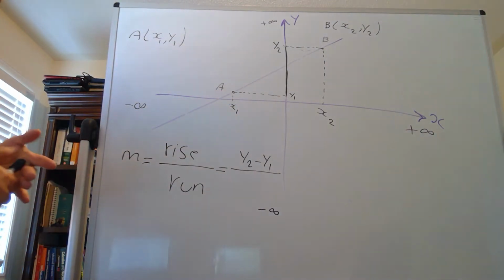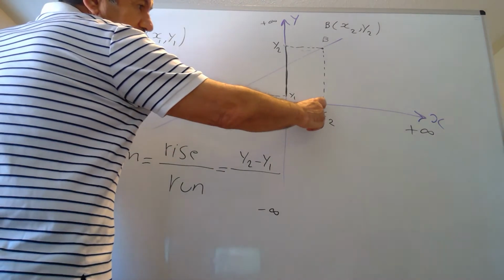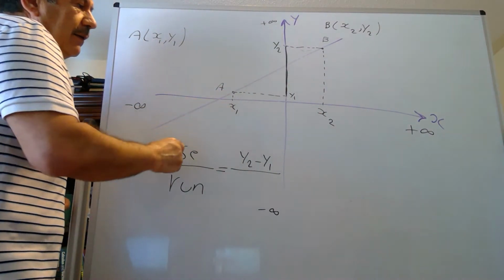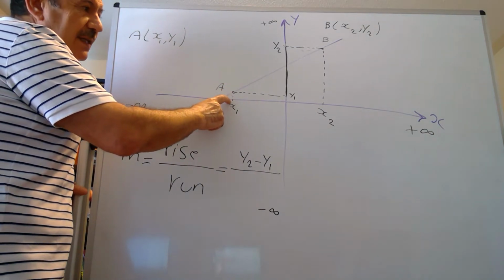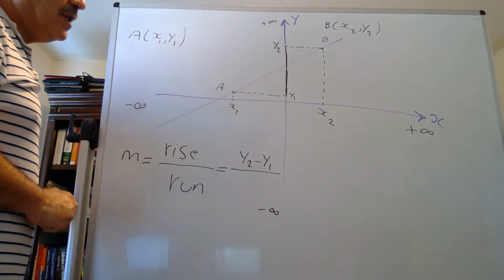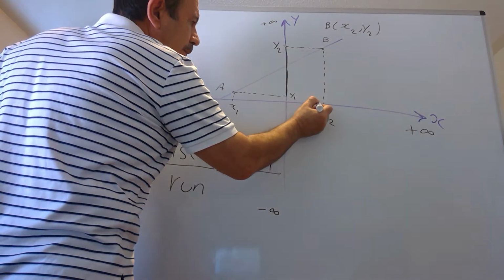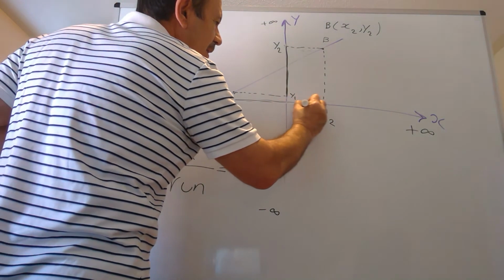What about the change in x, which gives me the run? This is the final x, and this is the original x. When I start from point A, my x is here. When I end up at point B, my x is here. The change in x is this value.